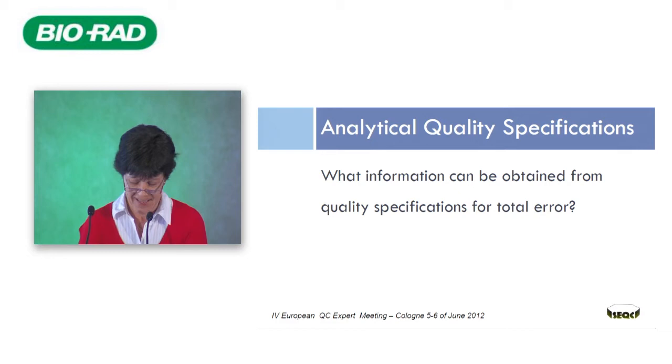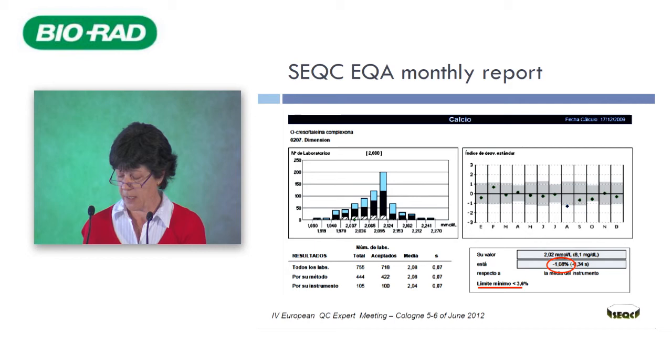What information can be obtained from quality specifications for total error? We can directly measure total error when making a single test of a control sample with known target value. This happens when participating in some EQA programs. Since 2007, the SEC EQA program is in Spanish, but I think it's comprehensible. The program shows in the monthly report the laboratory deviation in percentage from the peer group in comparison with the limit of a specification of total error based on biological variation. We use three already known levels, desirable, minimum, and optimum, depending on the analyte reported.